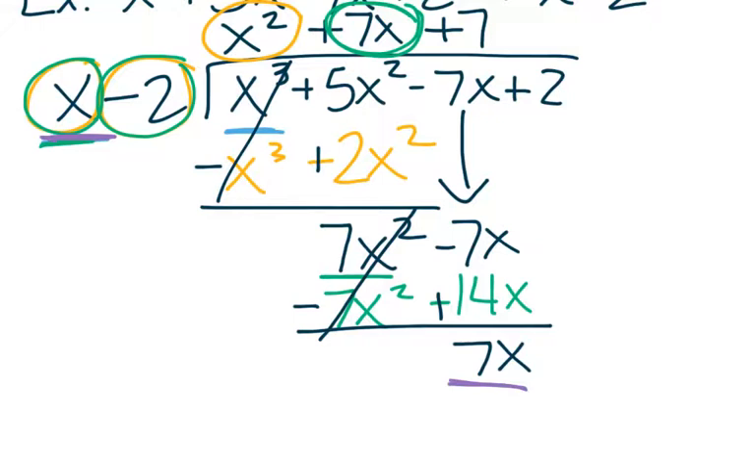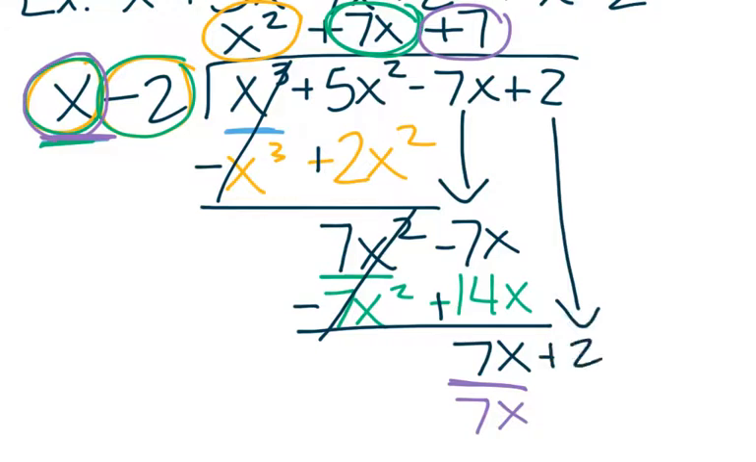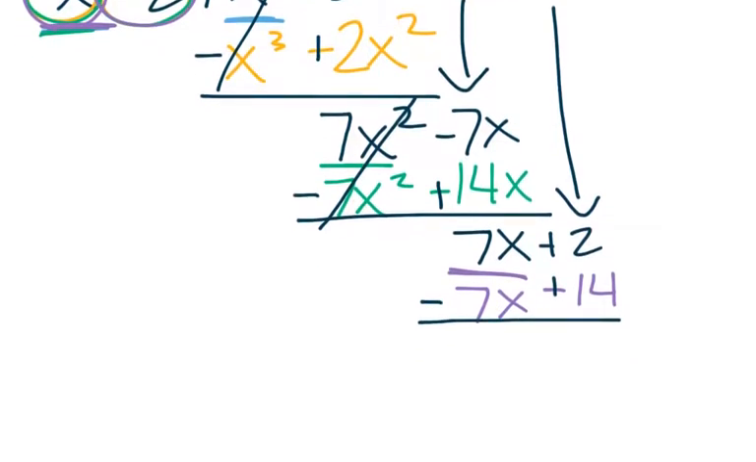Okay, and anything you write up top, you multiply by the divisor. 7 times x is 7x. I did it again, forgot to bring this down. Alright, and now 7 times negative 2 is negative 14. Now the part we just wrote in purple, we're going to change to the opposite sign. Alright, so a 7x minus a 7x cancels out. 2 plus a 14 is a 16.